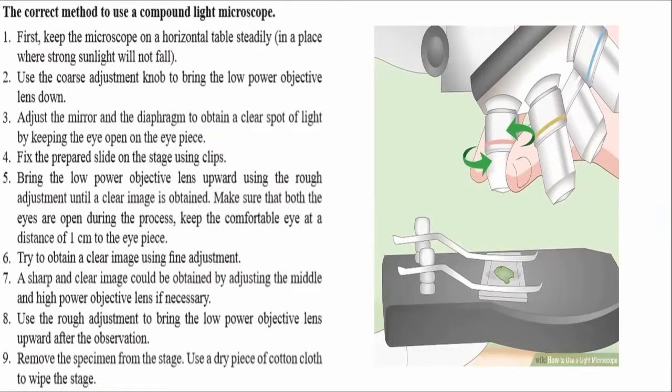And you need to keep the comfortable eye at a distance of 1 centimeter to the eyepiece. All right. So you need to keep in mind that you shouldn't fix your eyes flat on the eyepiece when you are observing a specimen. All right. It is not the correct method. You need to keep your eye at a considerate distance to the eyepiece. All right. Only then you can get a clear image. Okay.